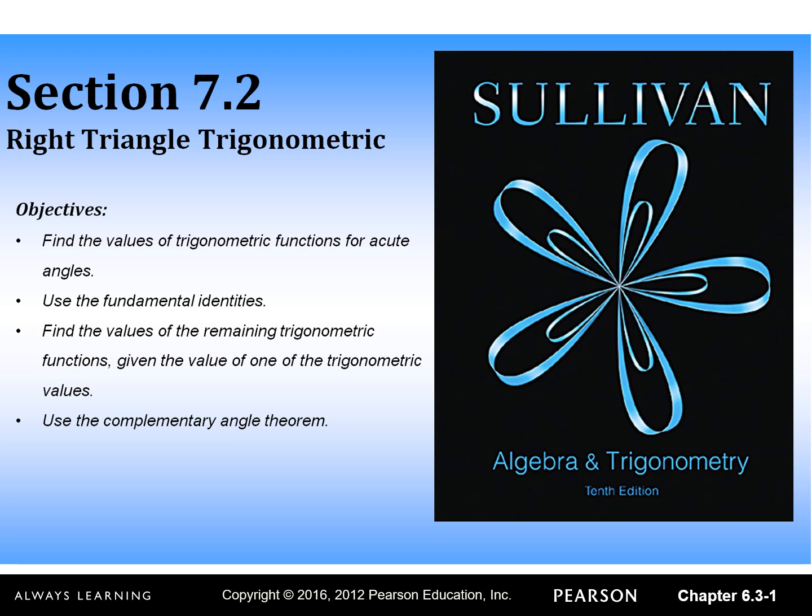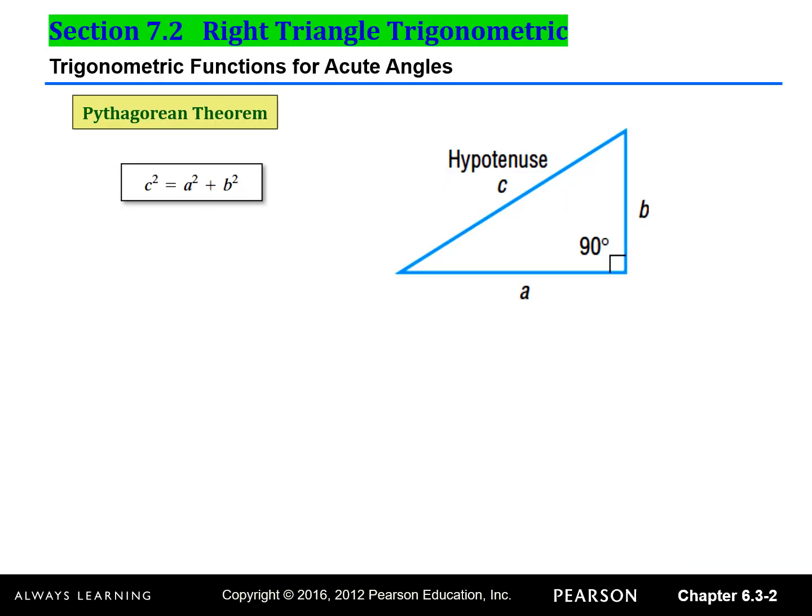In this video, we will discuss, in section 7.2, the trigonometric functions for acute angles. An acute angle is an angle whose measure is less than 90 degrees.